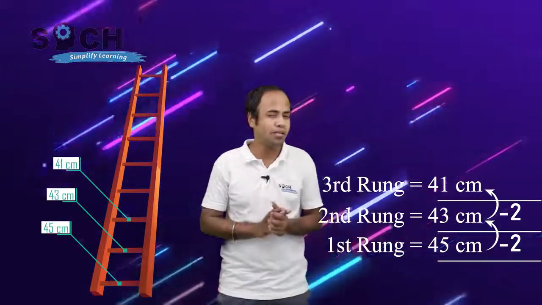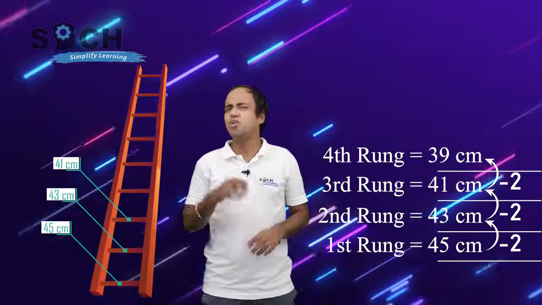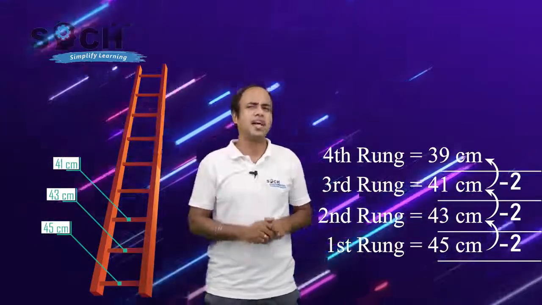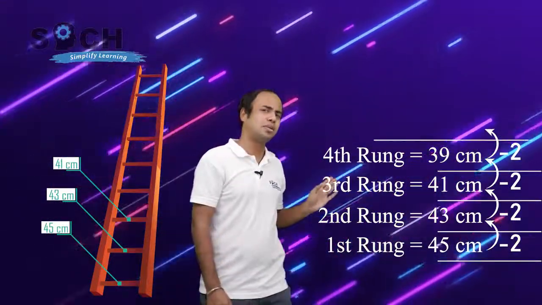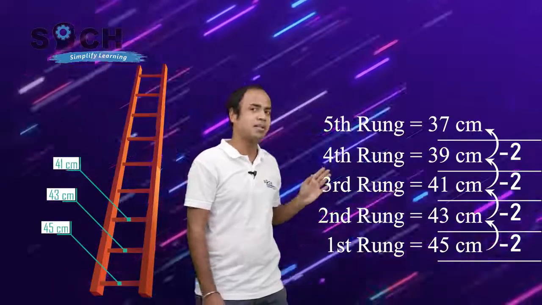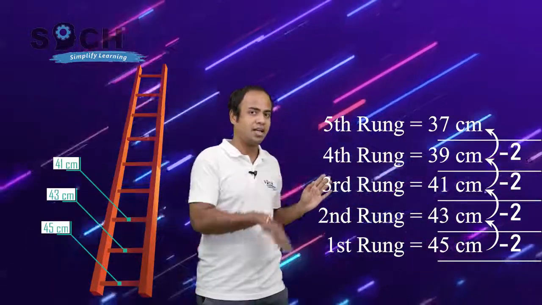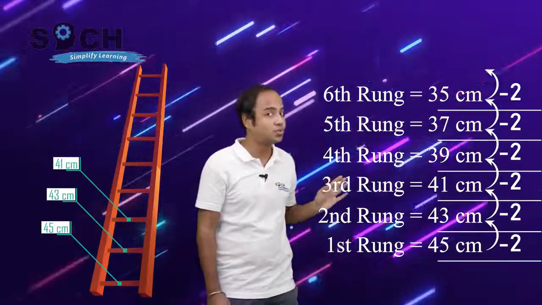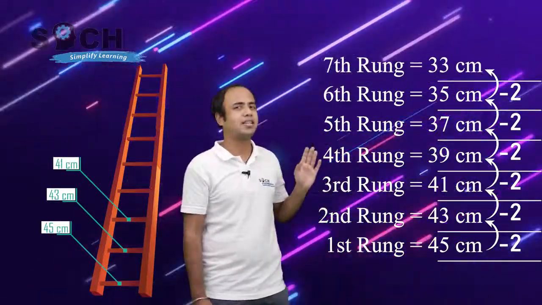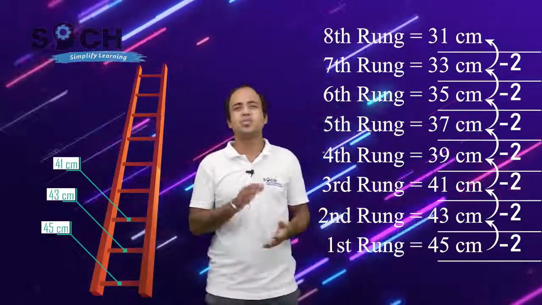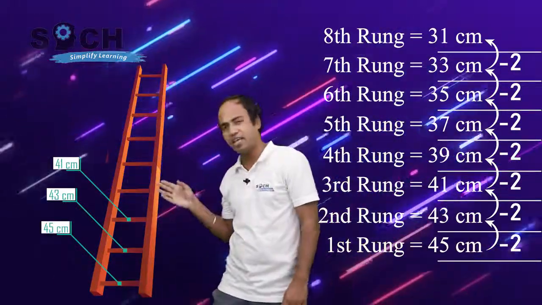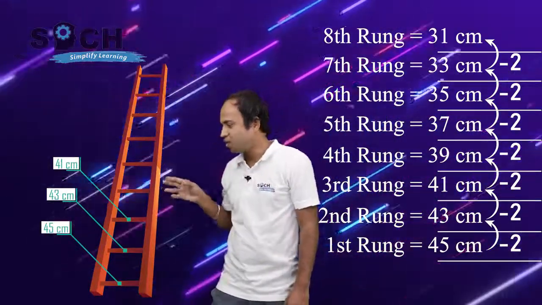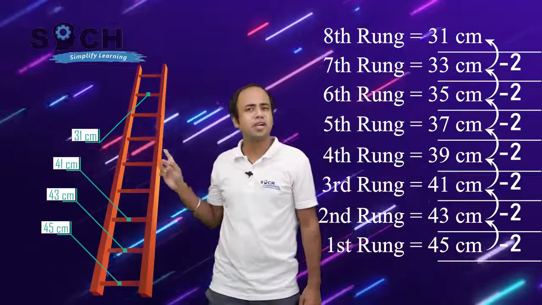So what will be the fourth? Yes, it is 39. So what will be the eighth answer? Now 39 minus 2 will be 37. 37 minus 2 gives the rung above, 35. 35 minus 2, yes, 33. 33 minus 2, 31. So from 45 to the 8th rung, it becomes 31 centimeter.